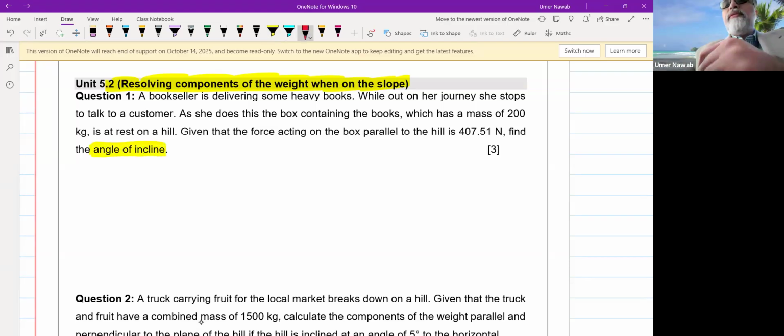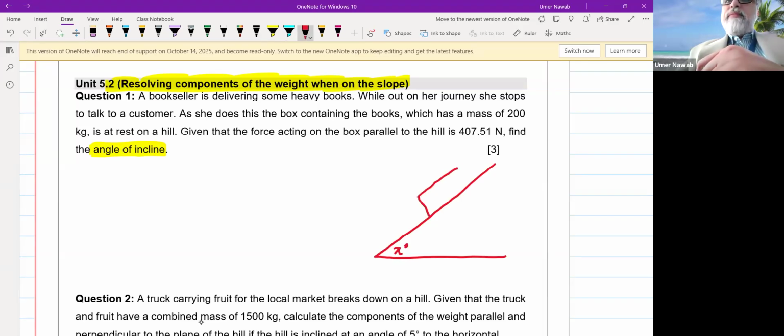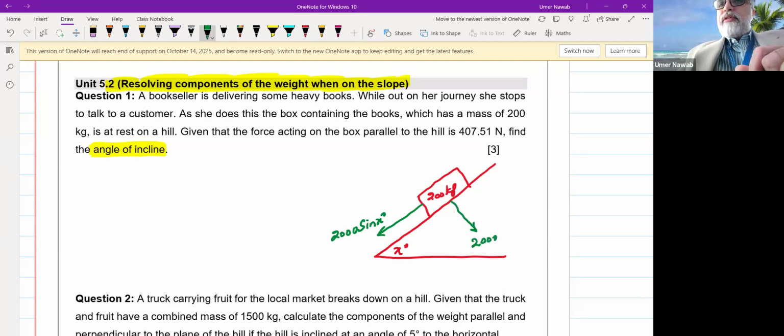So the angle needs to be found. Let me make the inclined plane. This angle is X. The box is here. Mass is 200 kg. You all remember the weight component: 200, you need to add 0 because we multiply by 10, so 2000 sine of X. And the perpendicular component is always 2000 cosine of X, which will be balanced with the normal reaction.